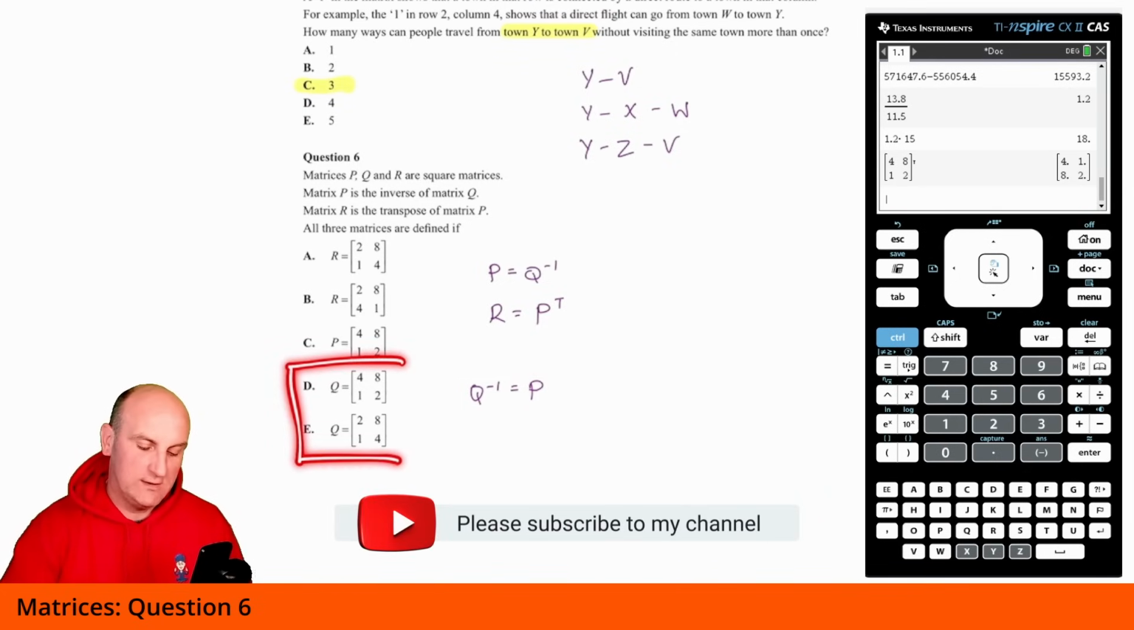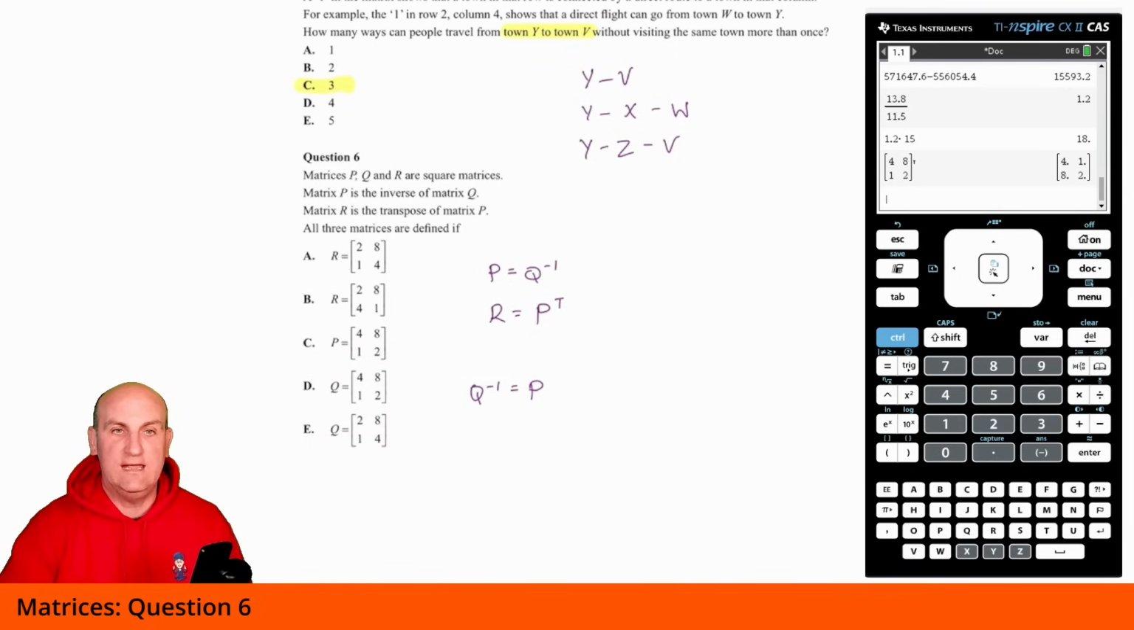So let's look at these two here. First things first, can either of these have an inverse? Well, we know that the inverse is only possible if the determinant is not equal to 0. So 2 times 4 is 8, 1 times 8 is 8. Oh, it can't be E because the determinant is 0. What about this one, Q? 4 times 2, 1 times 8 is 0 again. So that's no good to me at all. Right, let's look at the next one.